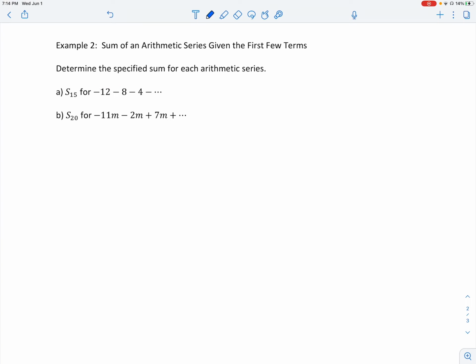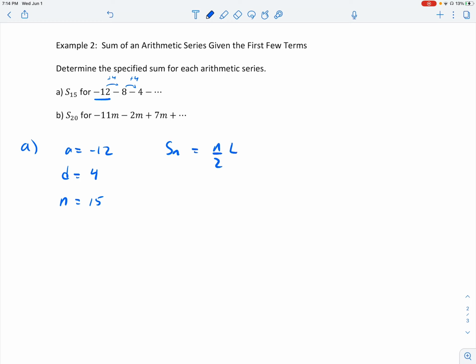Instead of writing them all out and punching them into our calculator, we're just going to use our specified formula. Let's write out what's given first. I have my first term, A. Do I know the common difference? We are told it is an arithmetic series, so there should be a common difference, and it looks like it's plus 4. We add 4 each time to get the next term. So D is 4. And we want the sum of the 15 terms, so N is 15.